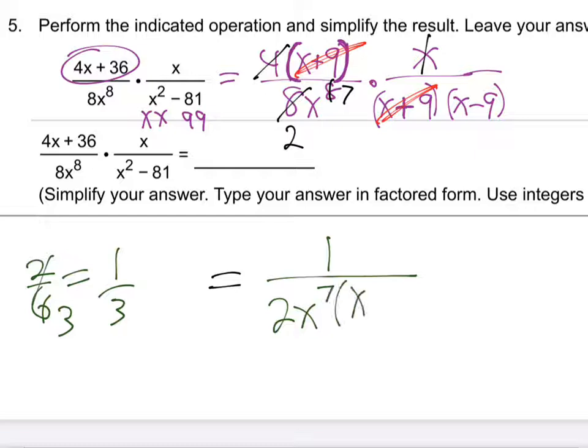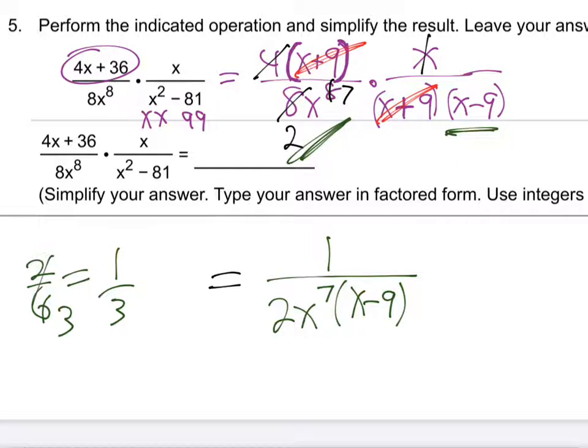2x to the 7th, x minus 9, right? This 2x to the 7th and the x minus 9 are left. Everybody see what happened there? At the end, everybody see what went on? 4 went into 8, and the 1x on the top canceled one of the 8 x's on the bottom. That makes sense? Is that okay?